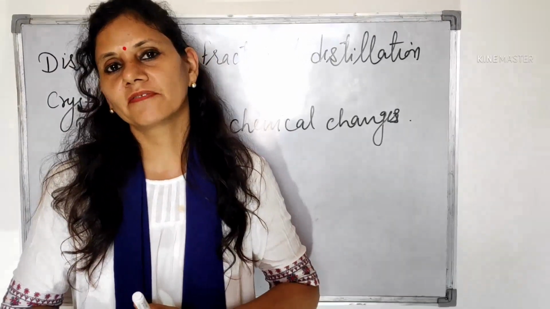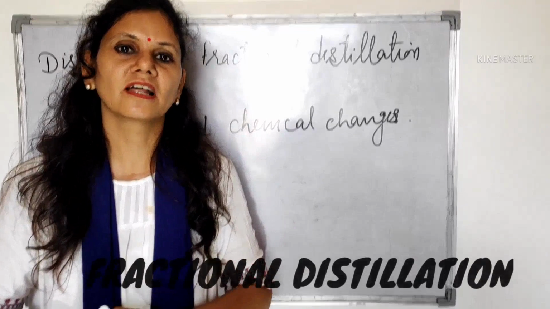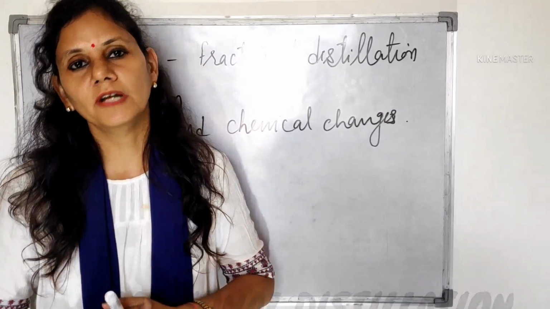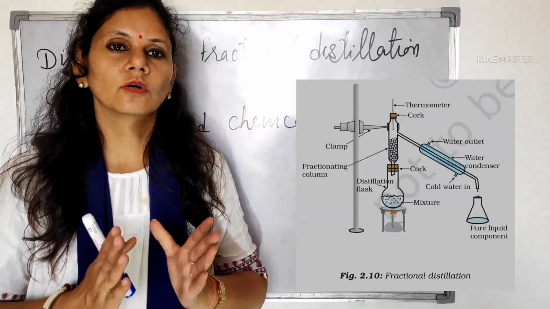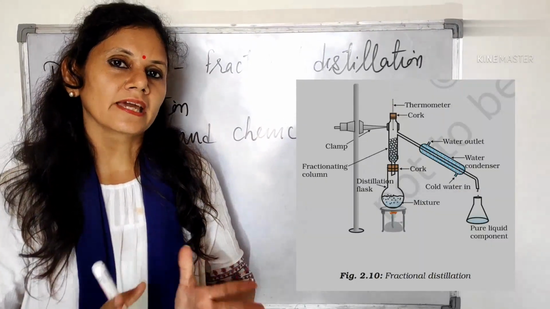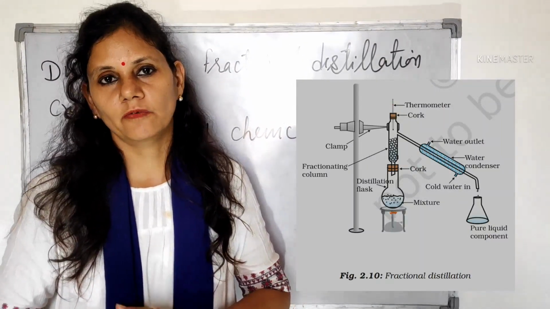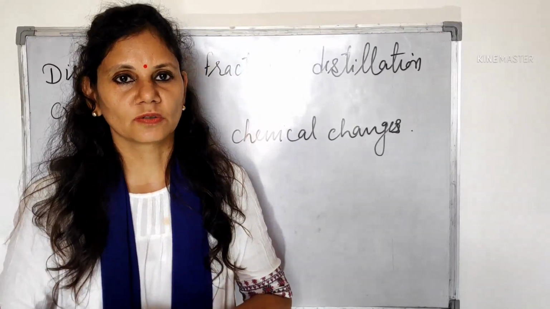If the boiling point difference is less than 25 Kelvin, then we can use the fractionating column. That is the glass column which is filled with glass beads. The vapors that arise first cool much faster and convert back into liquid quickly. So we can use fractional distillation also.